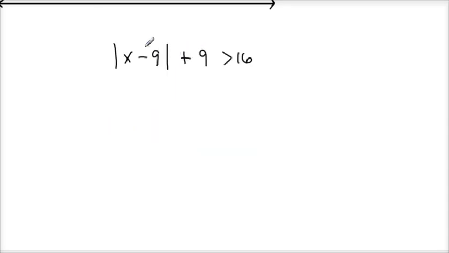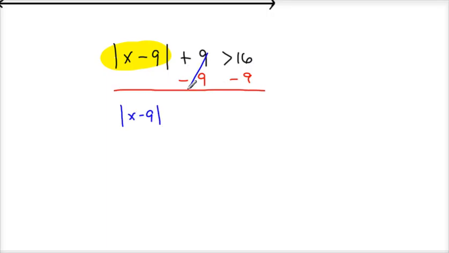Next example. Absolute value of x minus 9 plus 9 is greater than 16. All right, so now it's not attached through multiplication. I'm actually adding 9 to the absolute value. Again, my first line of attack here is to isolate the absolute value first. So let's get rid of this 9 from both sides. So now here I have the absolute value of x minus 9, my 9's go away, is greater than 7.